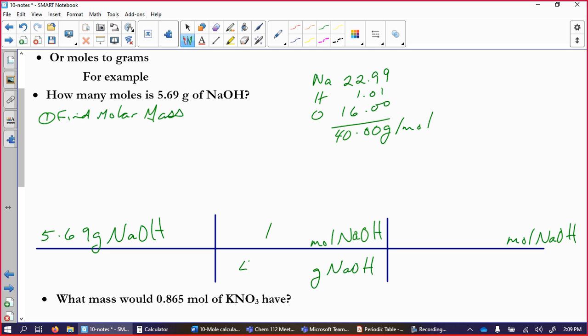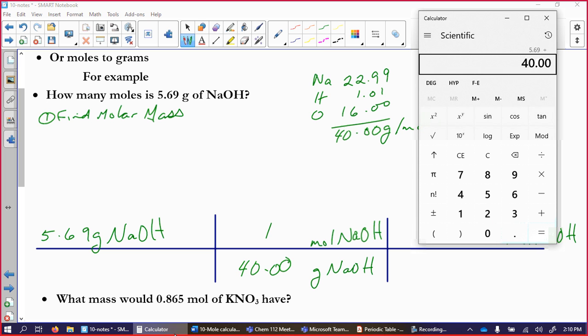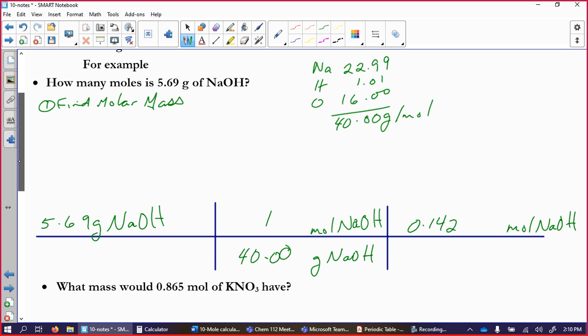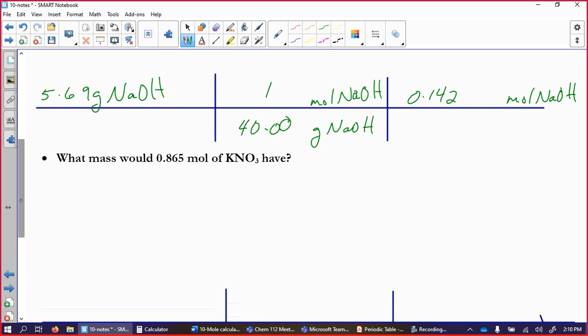1 mole weighs 40.00. Break out our trusty calculator. 3 significant figures, 4 significant figures. If there's a decimal, any 0 at the end counts. So we get 0.142 moles of sodium hydroxide. And that's a mole conversion. When we do stoichiometry after equations, we're going to add a little bit, but that's okay.